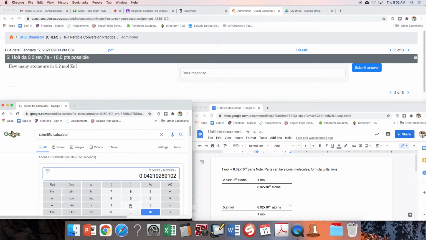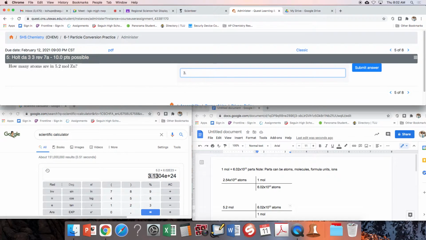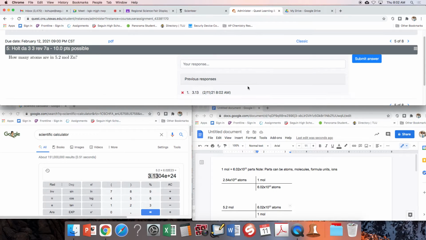So we've got 5.2, no E, because it's just 5.2, times 6.02. Now I use my E because I've got a times 10 to the, so it's times 10 to the 23rd, equals. So make sure you're not just doing 3.13. If I put in 3.13, it's wrong because, yes, this number rounds to 3.13, but that's not all of the number.